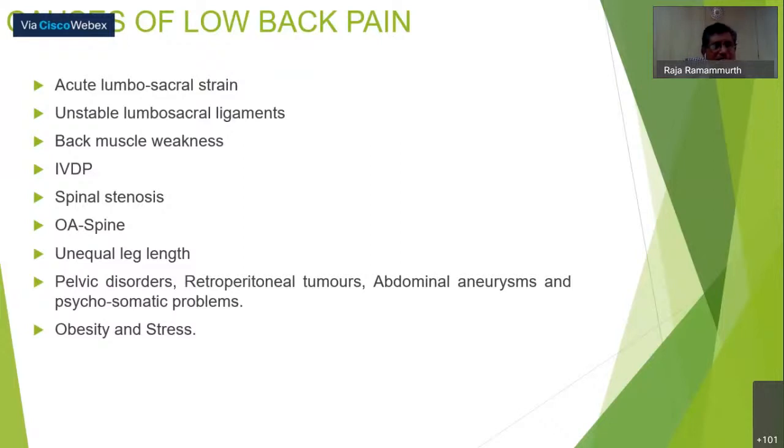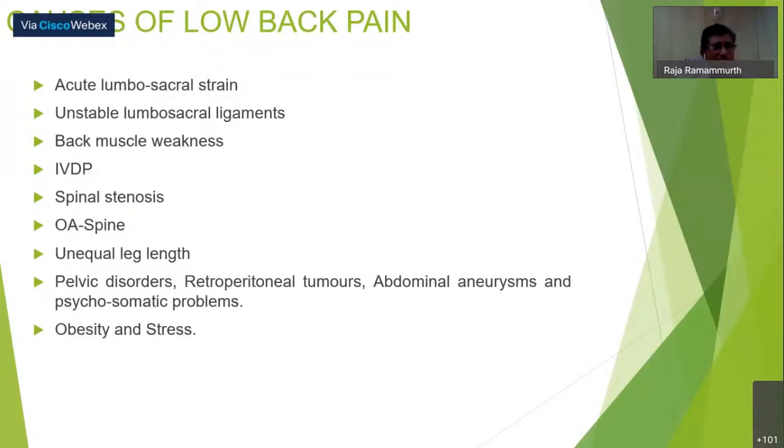Then the third cause is back muscle weakness. Again, it is due to prolonged standing, prolonged sitting, or even obesity, where the back muscles are weakened. Then the fourth one is IVDP, which we have seen in the previous slide. Then the fifth one is spinal stenosis. Spinal stenosis is not an acquired condition; it is a condition where the spinal canal space is reduced, right? That induces low back pain. Then the next one is osteoarthritis of the spine. Then unequal leg length, which is very commonly seen in any post-fracture conditions, exclusively femoral fractures.